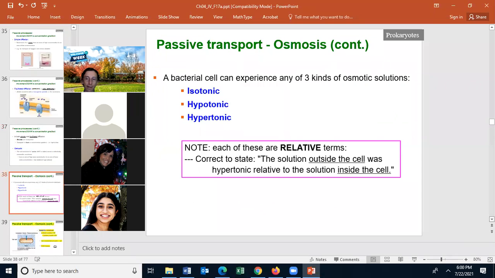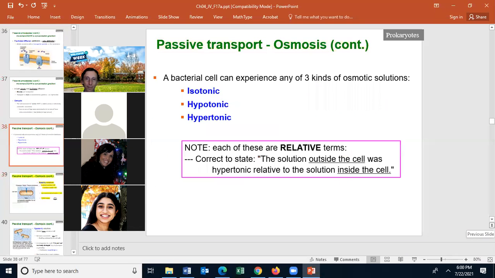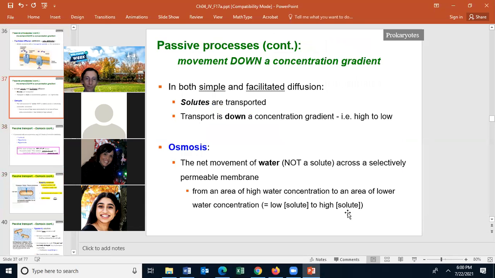Oh, and I can also say that, wherever you have a high water concentration, you have a low solute concentration. Wherever you have a low water concentration, you have a high solute concentration.